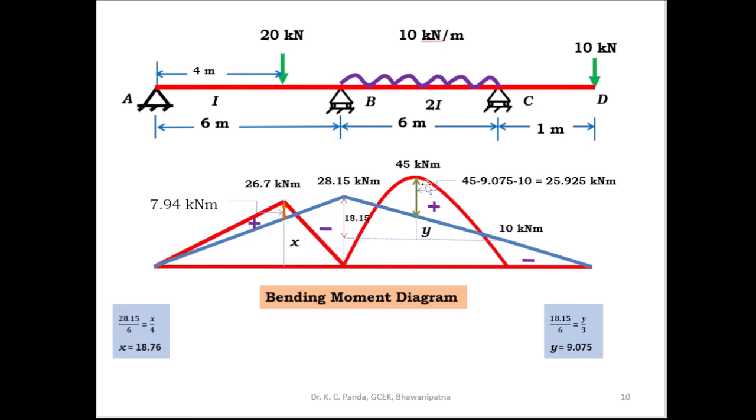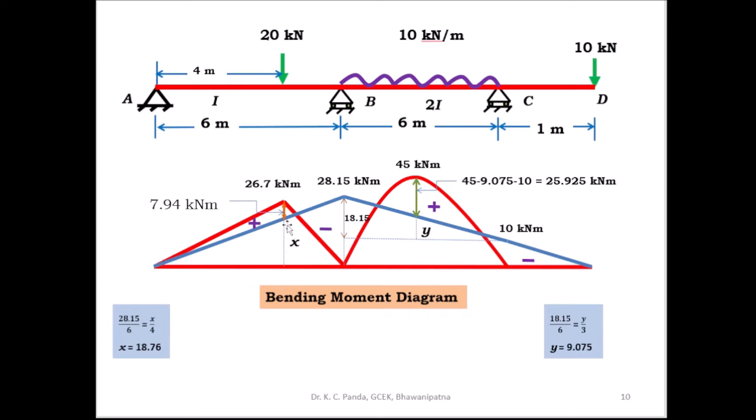Then you can find out the moment at the midpoint of span BC, and the moment for span AB at the loaded point. You can find that by taking similar triangles. This is one triangle and this is another triangle, and take this ordinate as x, and you know this ordinate is 28.15. So 28.15 divided by 6 is equal to x divided by 4.